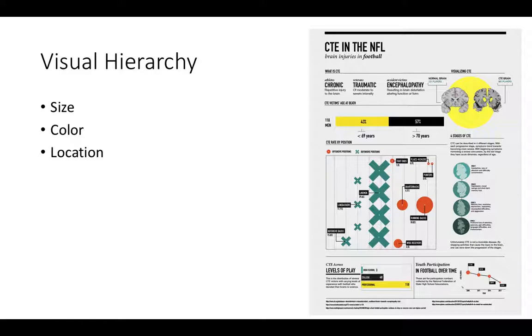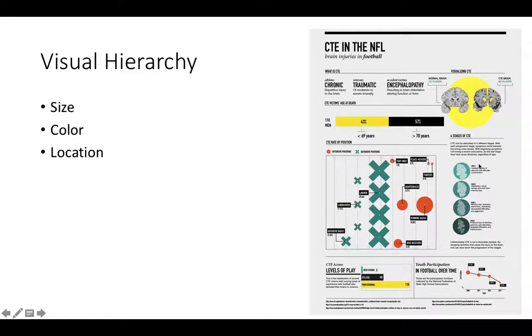So I leveraged those as well. And I tried to really give an equal balance of all 3 of my accent colors. Another thing that's used for visual hierarchy is location. So up in the first row, I have definition-based things. So what's CTE? What does a CTE brain look like? Cool. Have a basic understanding of what the disease is.